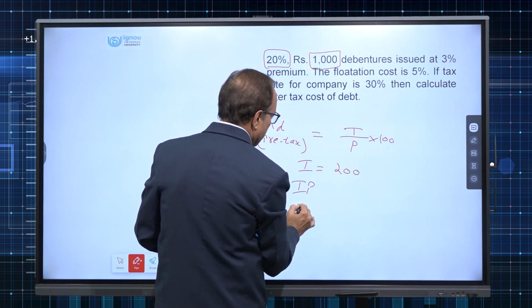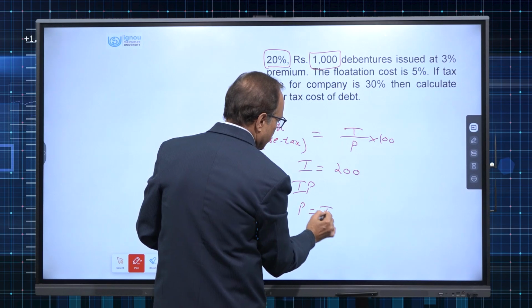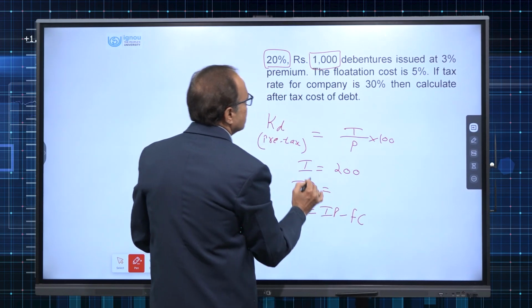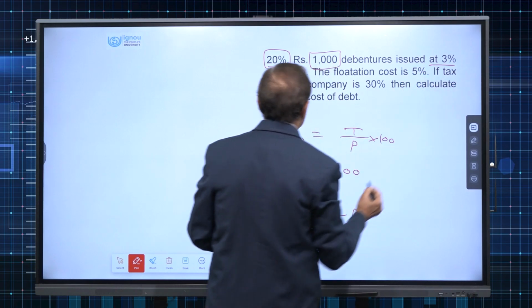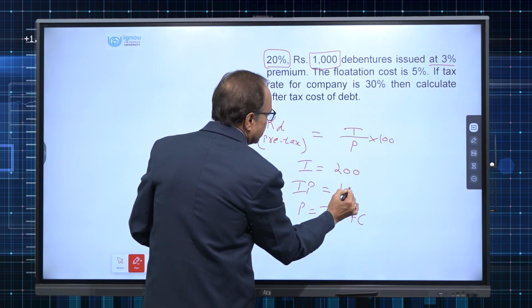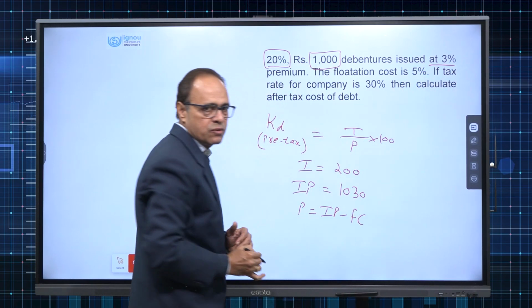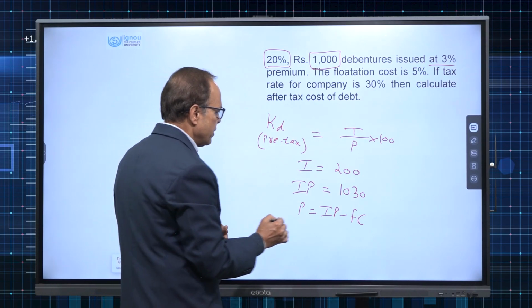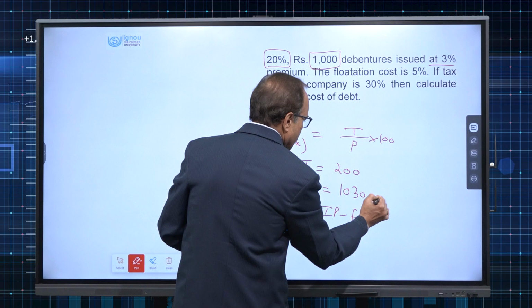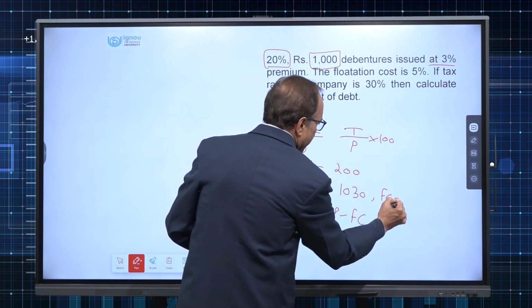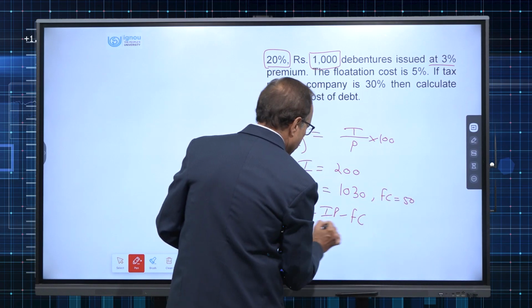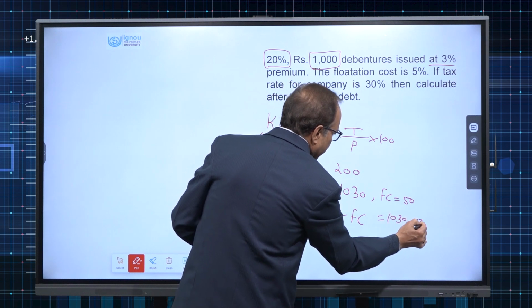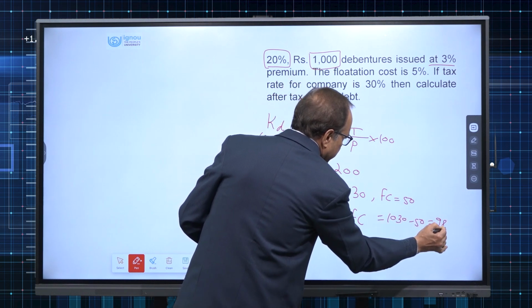Then we need to work out P. P is equal to issue price minus flotation cost. So issued at 3% premium, that means these will be issued at 1030. And how much is the flotation cost? 5%, so that is 50. So issue price is 1030, flotation cost is 50. So P becomes equal to 1030 minus 50, making it 980.